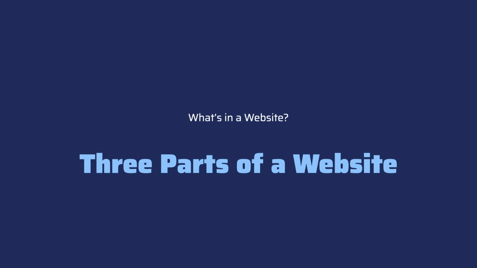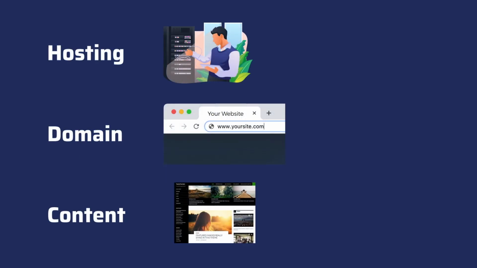This is the first video in our What's in a Website series where I'll give you a basic overview of what's in a website. The three main parts of a website are an account with a hosting provider, a site address or domain, and the site contents. But it can be hard to wrap your head around technical terms like these. So let's start with a real-life example that's easier to understand.